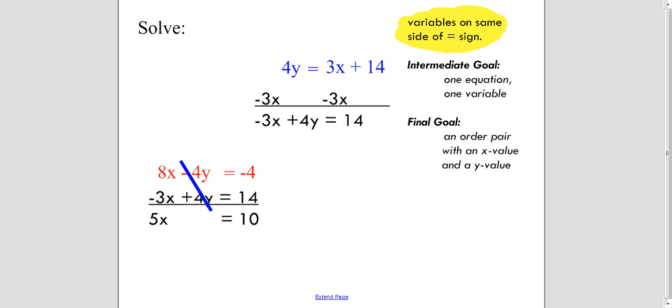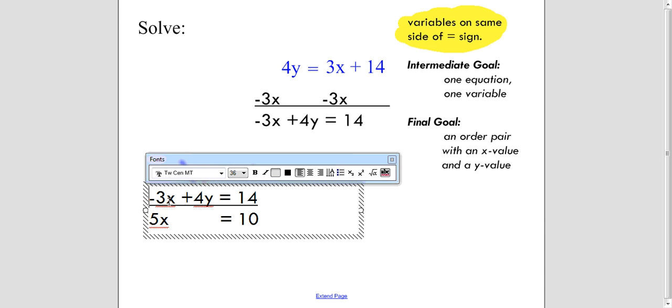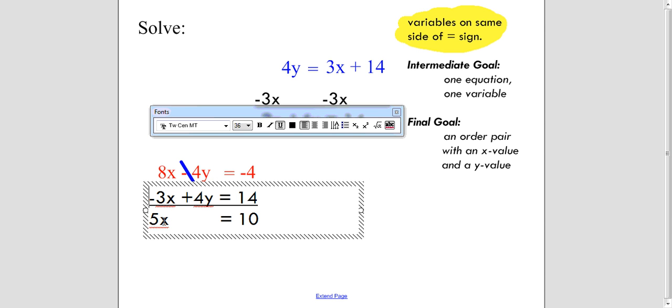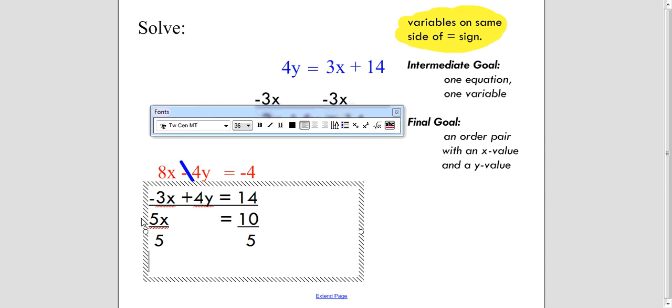To get rid of the 5, you just need to divide both sides by 5. So now your answer is going to be x equals 2. Ta-da!